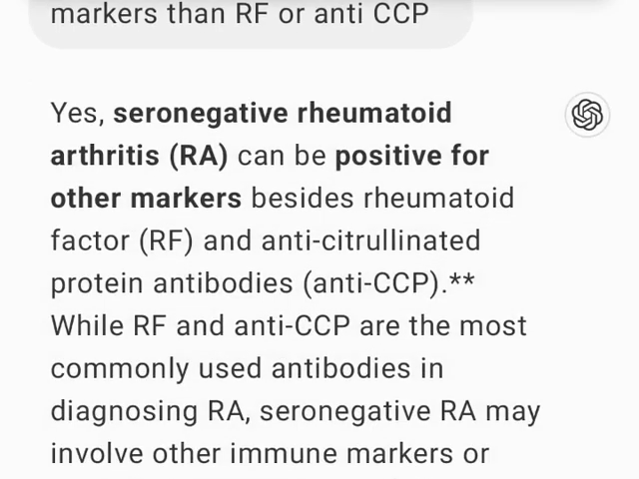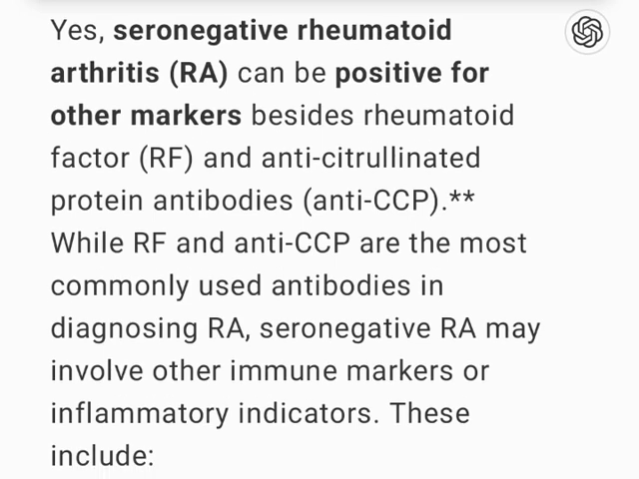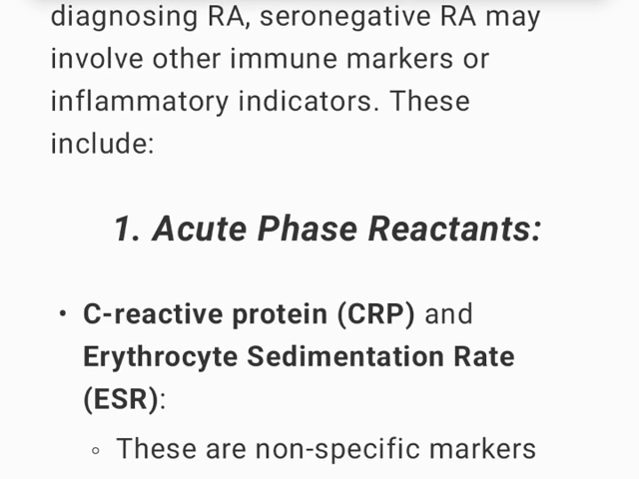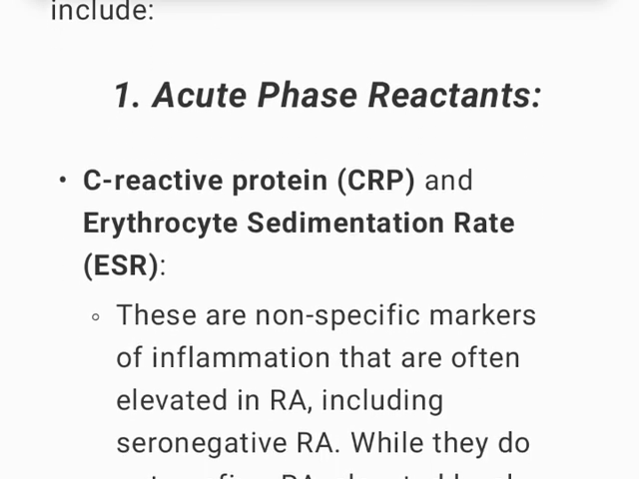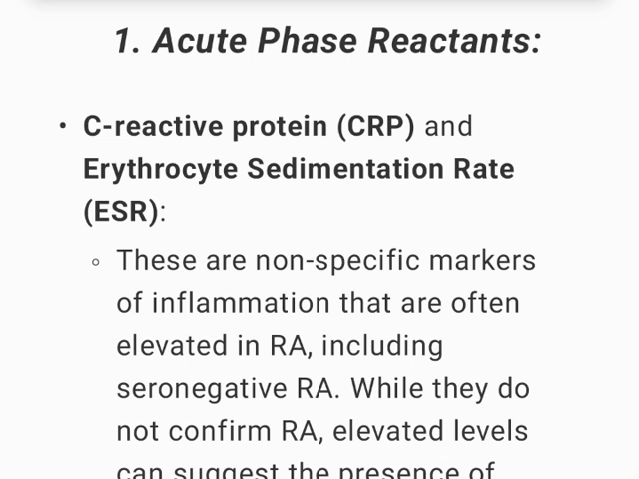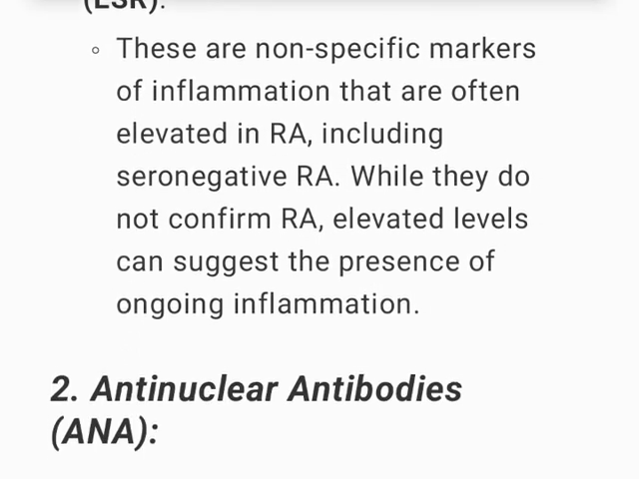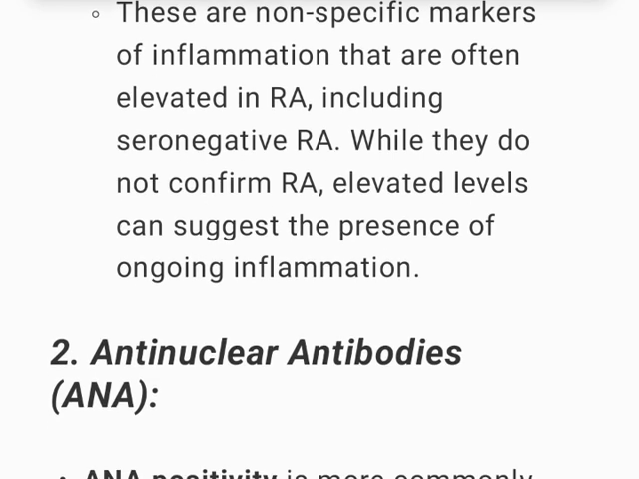Yes, seronegative rheumatoid arthritis, RA, can be positive for other markers besides rheumatoid factor, RF, and anti-citrullinated protein antibodies, anti-CCP. While RF and anti-CCP are the most commonly used antibodies in diagnosing RA, seronegative RA may involve other immune markers or inflammatory indicators. These include: 1. Acute phase reactants, C-reactive protein, CRP, and erythrocyte sedimentation rate, ESR. These are nonspecific markers of inflammation that are often elevated in RA, including seronegative RA.